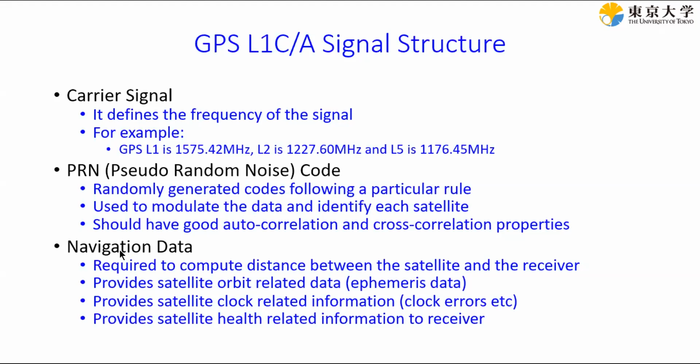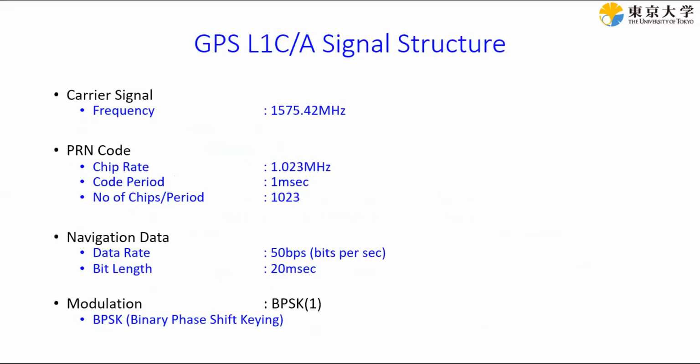And we have another data that's called the navigation data. This is required in the receiver to compute the position of the satellite and some other clock related data or orbit related data. And this is also transmitted from the satellite. So we need carrier, code, and the navigation data. So these three components should be present in a GPS satellite. Okay. So this is a summary of the signal.